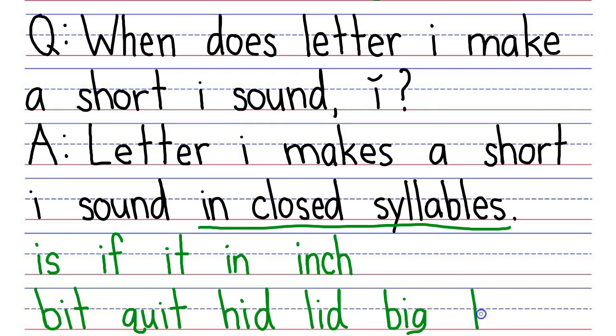Next word, kick. We have a K that says K, an I that says I, and a CK that says K. K, I, K. The CK is a consonant digraph that makes a consonant sound K, and so the I makes its short I sound. Kick.